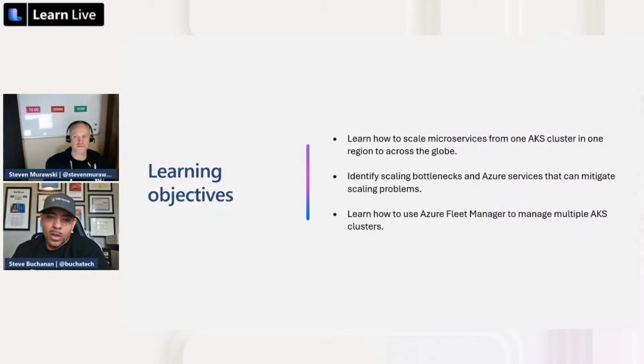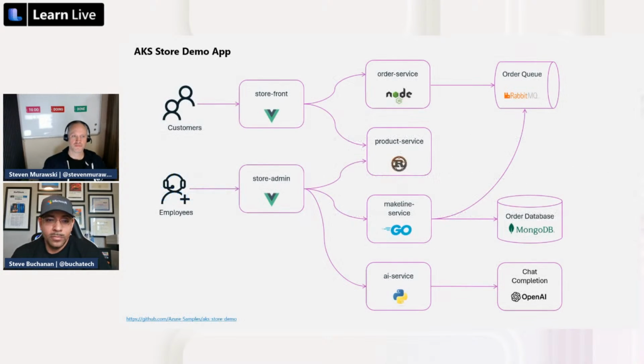So today, what we're going to cover is we're going to scale microservices from one AKS cluster in one region, basically across the globe. And we're going to use some Microsoft technologies to help us do that, some Azure technologies. We're going to use Fleet Manager, Azure Front Door. There's going to be a little bit of CosmosDB as well. So let's jump right in.